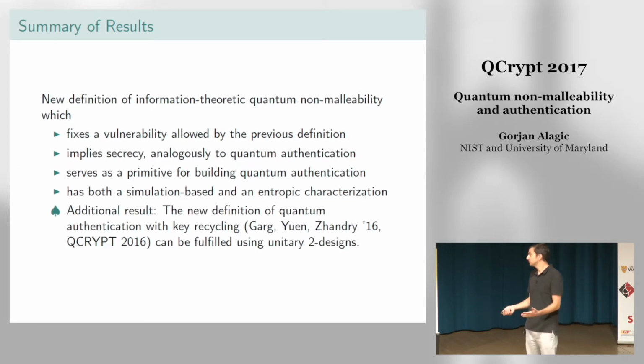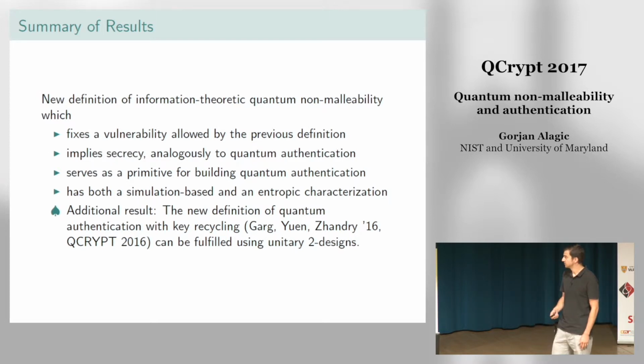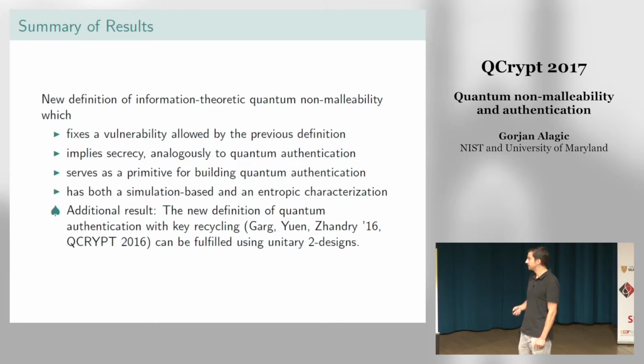And on the side, we also were able to prove something about quantum authentication, which is somewhat independent. There was this nice new definition of security for quantum authentication by Garg, Yuen, and Majenz from QCrypt last year, which involves some key recycling, and I'll talk about that briefly. And we showed that it can actually be fulfilled with unitary 2-designs.